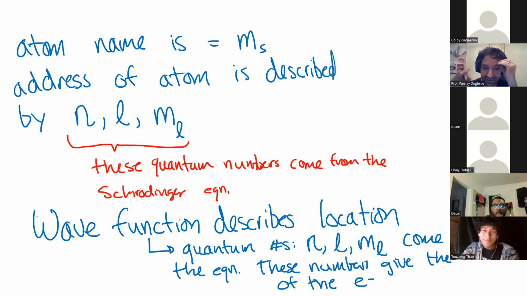So what I'm saying is the wave function that describes the location of the electron gives rise to these three values. Those three values then are the location of that electron within the atom. Will those locations be represented in the subscripts always, or does it vary about where they will be compared to where the electron is? Does that make any sense? I see what you're saying.